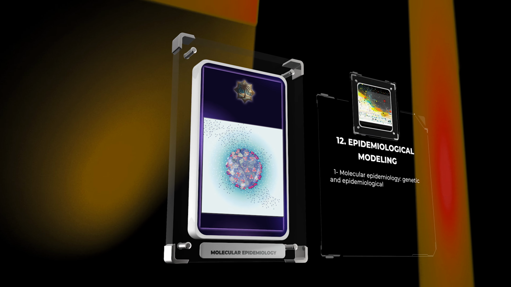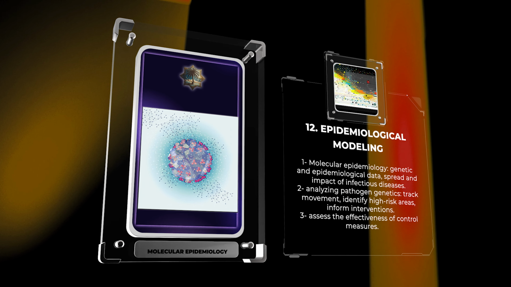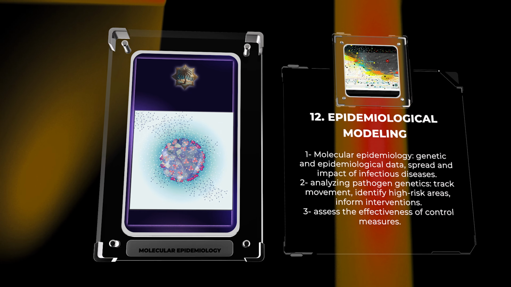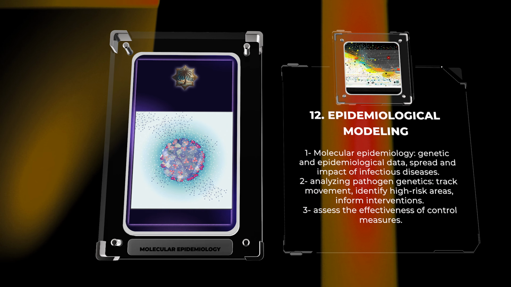Molecular epidemiology combines genetic and epidemiological data to predict the spread and impact of infectious diseases. By analyzing pathogen genetics, we can track movement, identify high-risk areas, and inform interventions. It also helps assess the effectiveness of control measures.